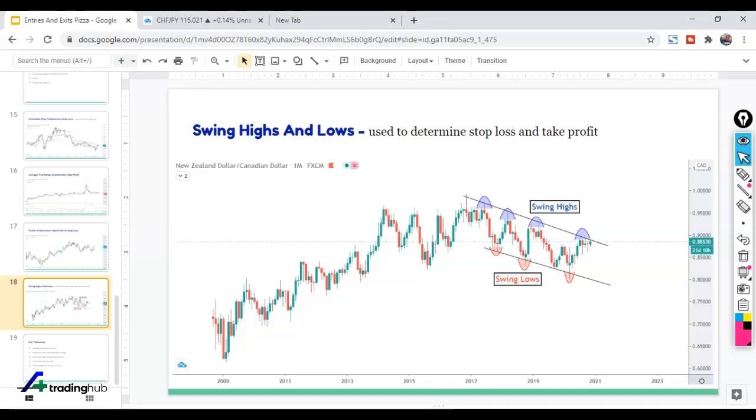This one is another favorite of mine, the swing highs and lows. I use it to determine stop loss and take profit. On this screen, I'm just spotting the swing highs for you to see. This is what I call the swing highs. The swing lows are here.